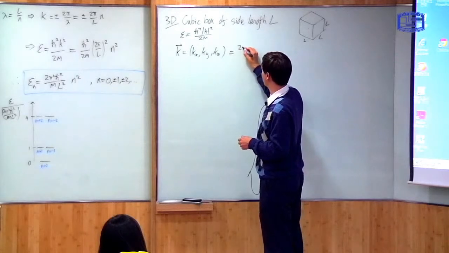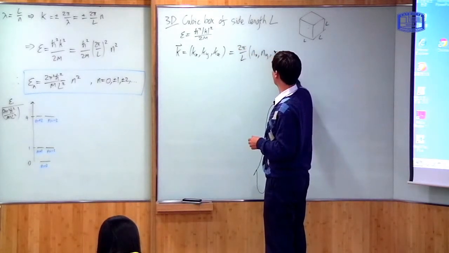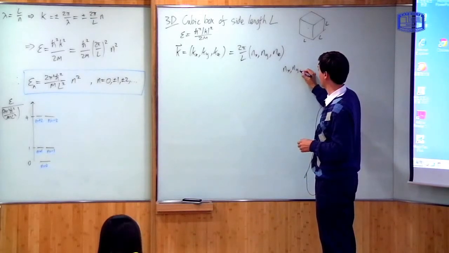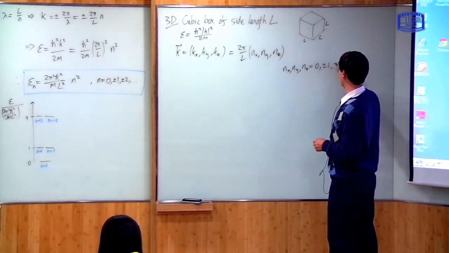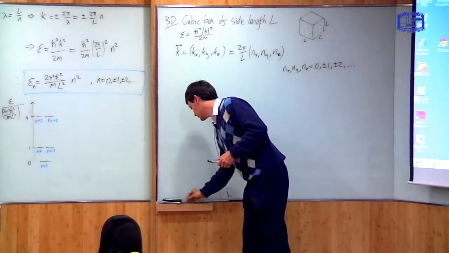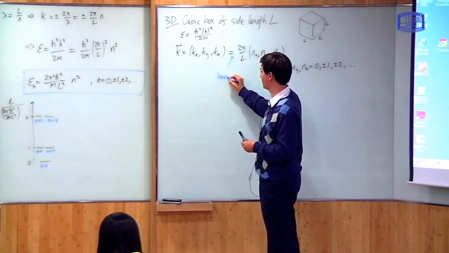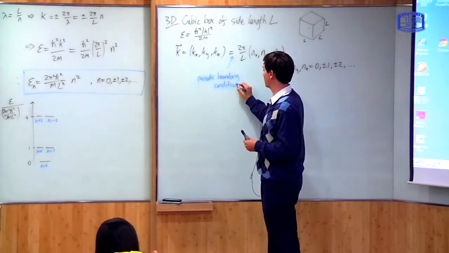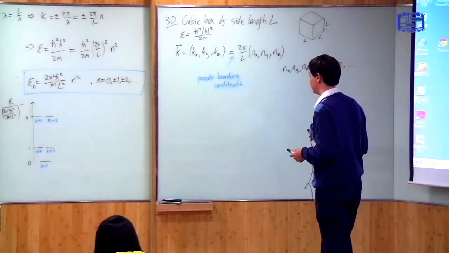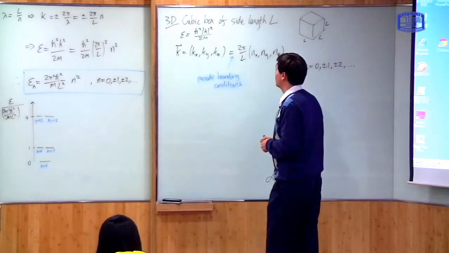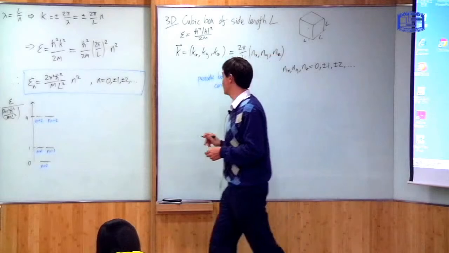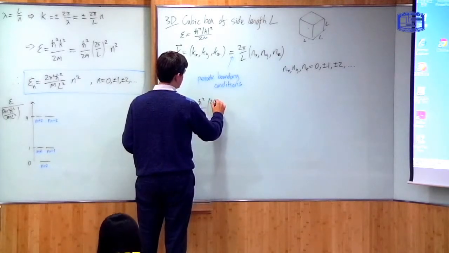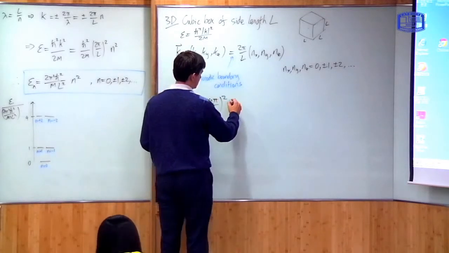So this should be equal to 2 pi over L times nx, ny, nz, where each of these is an integer. So nx, ny, nz goes 0, plus or minus 1, plus or minus 2, and so on. So this is, again, the quantization here comes from the boundary condition. So again, periodic. Okay, so again, we get the result. If we just put this into there, we get the result that the quantization of energy, E, is h bar squared over 2m times 2 pi over L squared times the length of n squared.